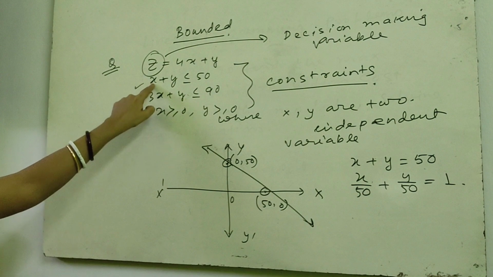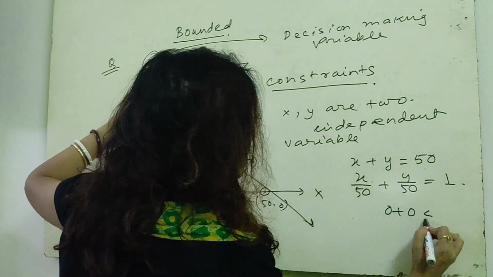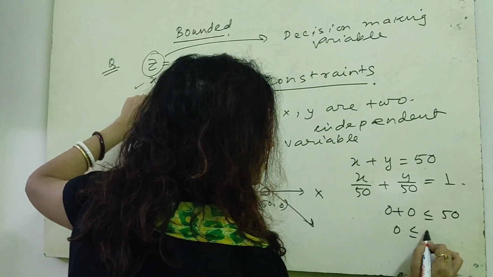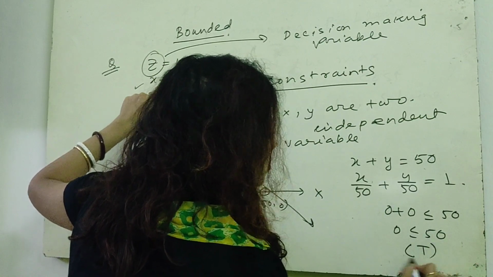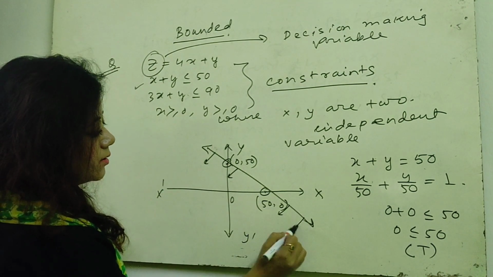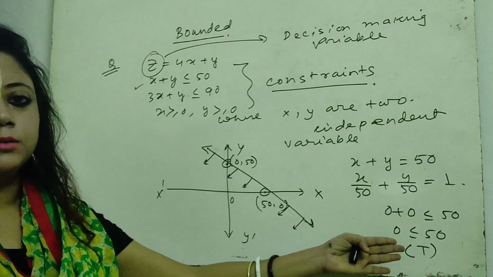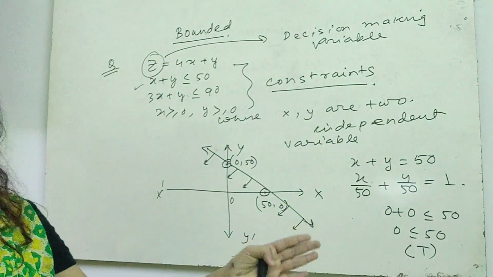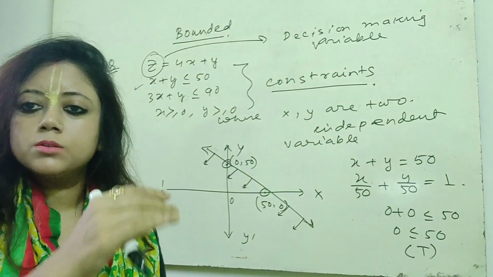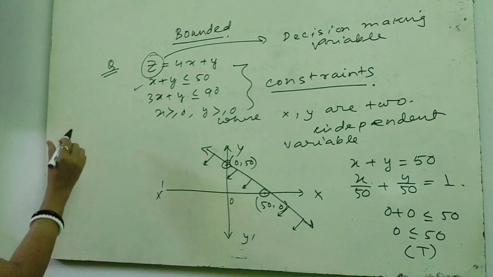Now, see, if I put 0 plus 0 less than or equal to 50, 0 less than or equal to 50, this is true. So the arrows will come towards the origin. You have learned this in class 11. If this is true, the arrows will go towards the origin. If it is false, then the arrows will go opposite to the origin.